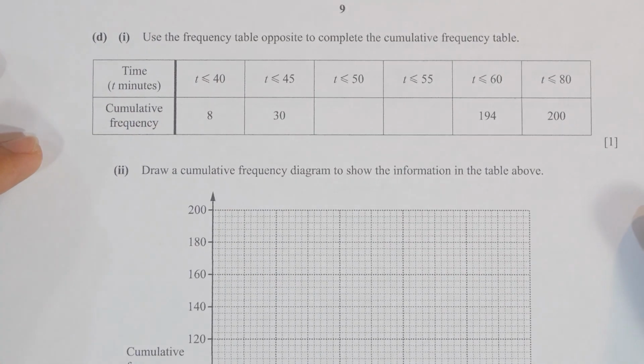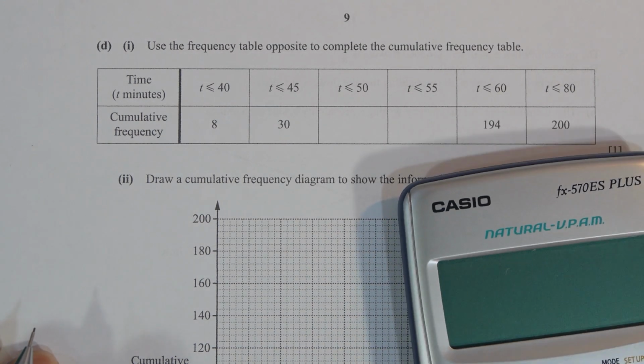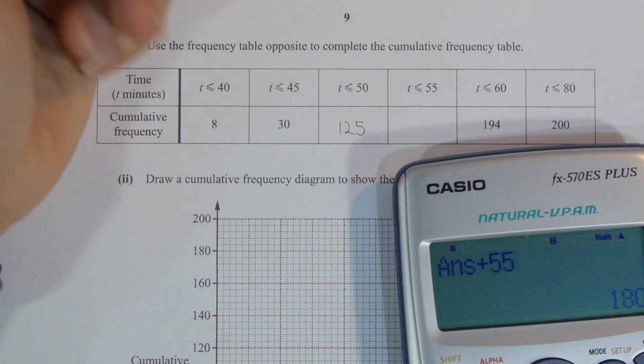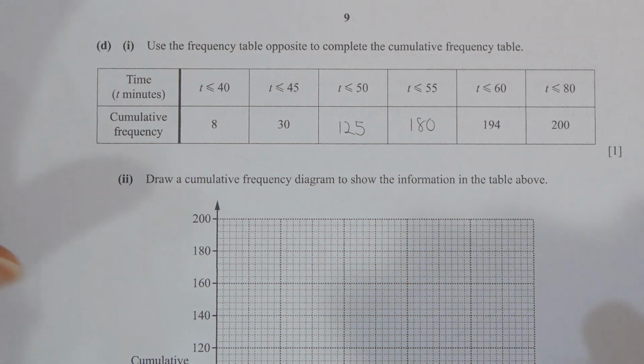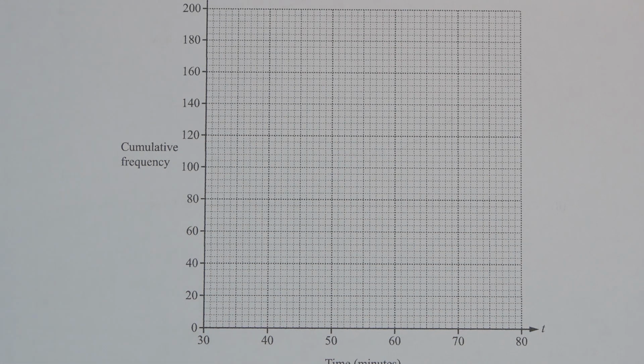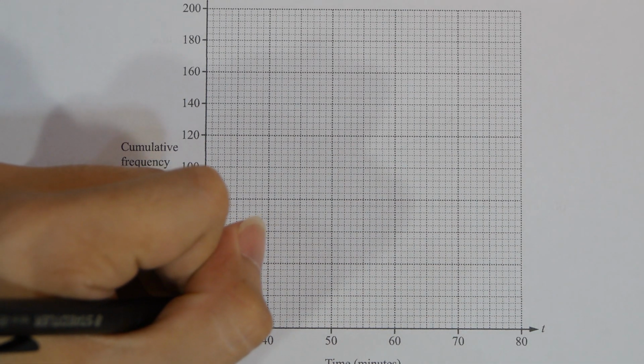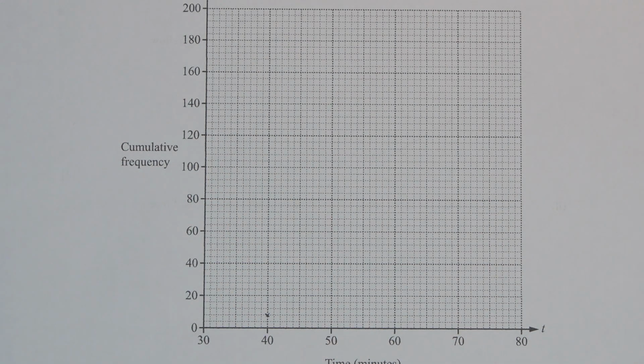As for the next one, this is actually cumulative frequency, so simply add up the frequency. With that information, you now can draw out the cumulative frequency diagram.